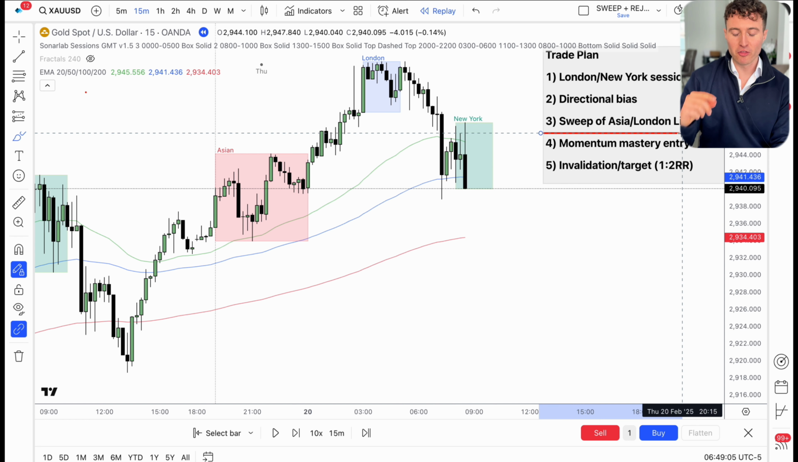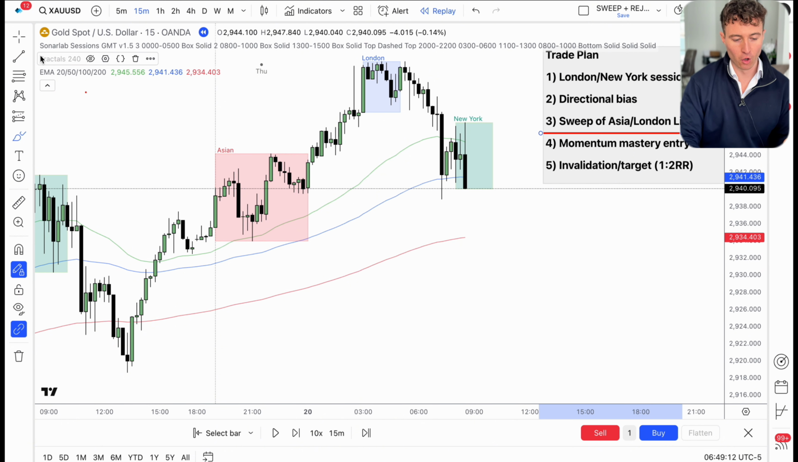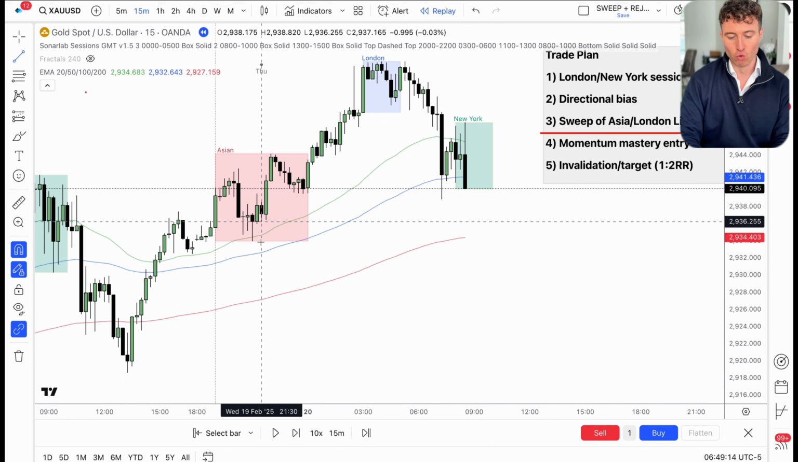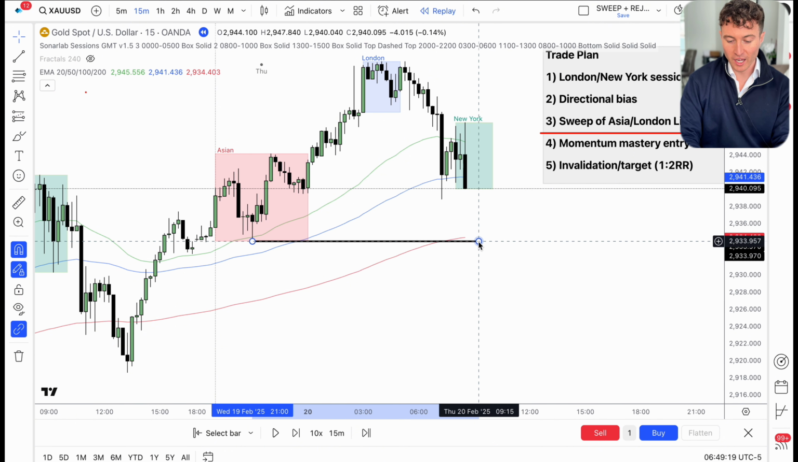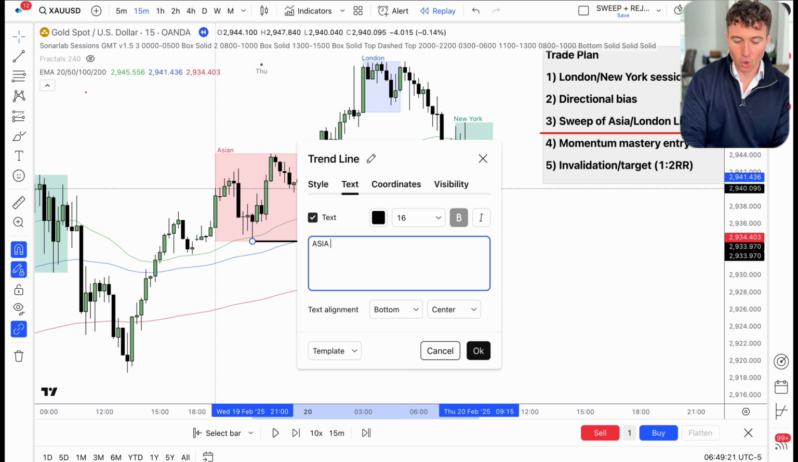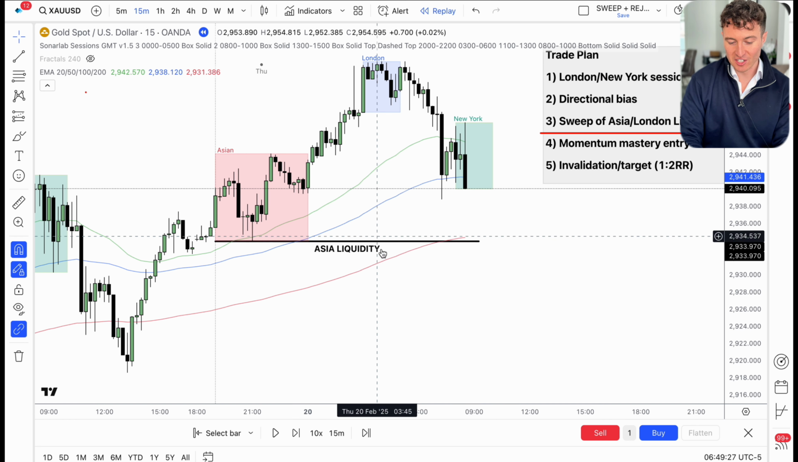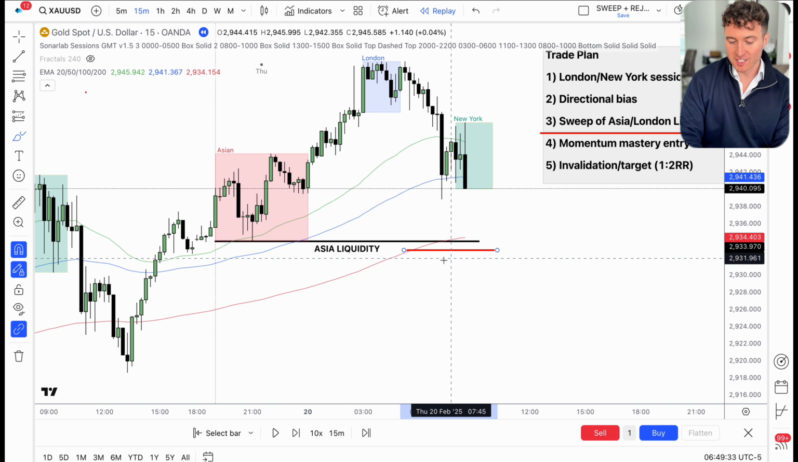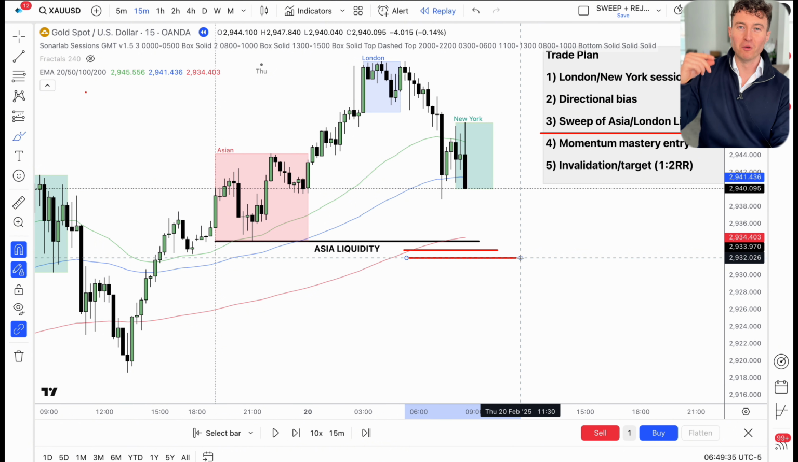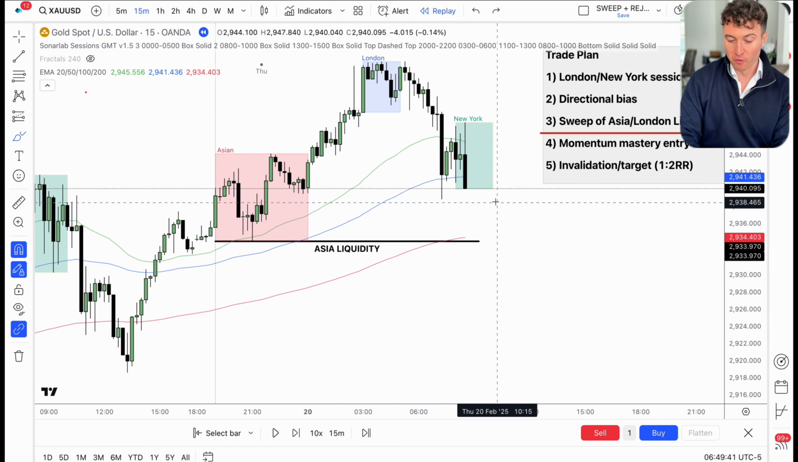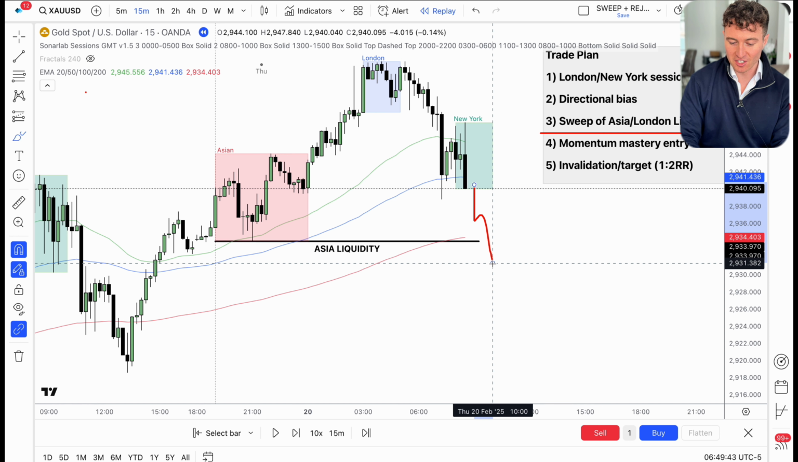Okay, so step number three in our trade plan is a sweep of either Asia or London liquidity. Because we're looking for longs on this market, we need to see a run of sell side liquidity. And we have sell side liquidity resting below the Asia low. That's this level right here. And the liquidity below this level will be in the form of sell stops and also in the form of stop losses. So if price comes down and manipulates this level, this will run the sell side liquidity.